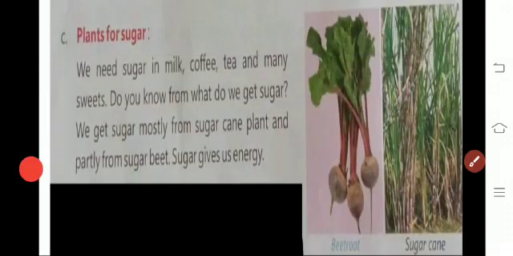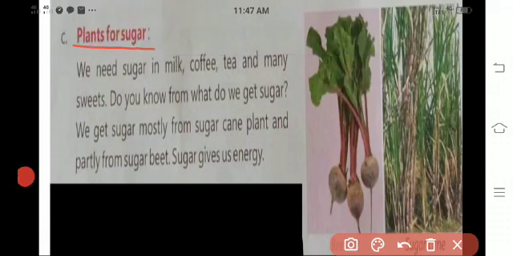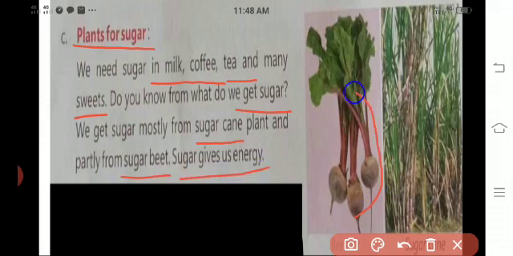Next one, plants for sugar. We need sugar in milk, coffee, tea and many sweets. If we add sugar, it will be tasty. Otherwise, it will be sour, isn't it? From where do we get sugar? We get sugar mostly from the sugarcane plant and partly from sugar beet. Sugar gives us energy. You see the beetroot and sugarcane. We have seen them near our house.